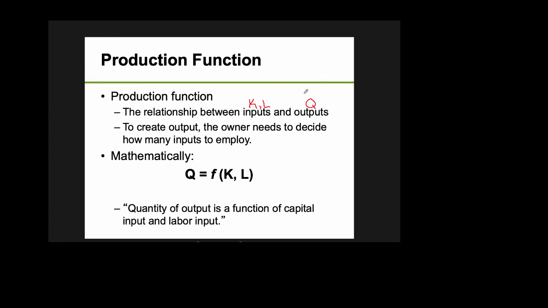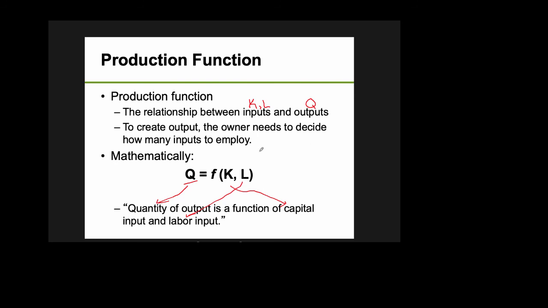Mathematically, our production function looks like this, where Q is the quantity of output that's produced. It is a function, or in other words, it's a result of the way we combine capital, which is our K, so here's capital, and labor, which is our L. So the way we combine those things is going to determine how much output, or what the quantity of output will be. That's all we mean by the production function.